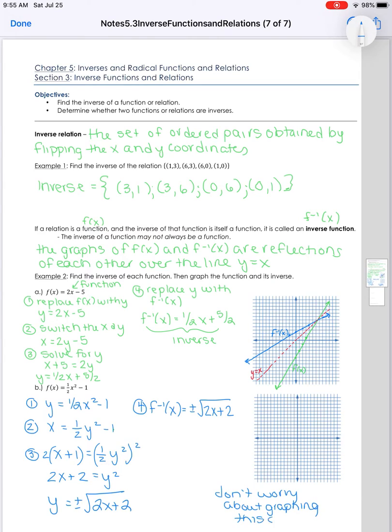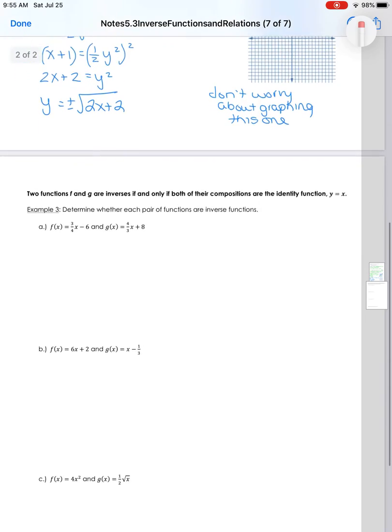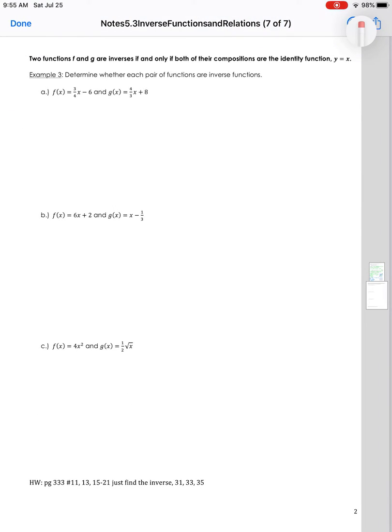Now remember, when you take the square root, you're going to end up with plus or minus. And then step 4, just make sure it's f of x. You've got to rewrite it as f inverse of x. And then you get plus or minus radical 2x plus 2. And then don't worry about graphing. So I'll just write, don't worry about graphing, because we haven't done everything there yet.